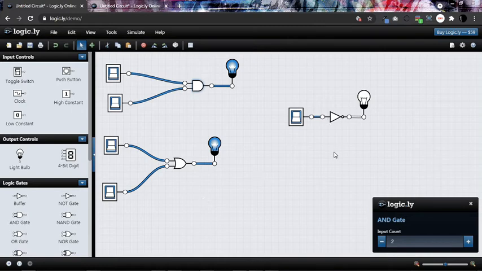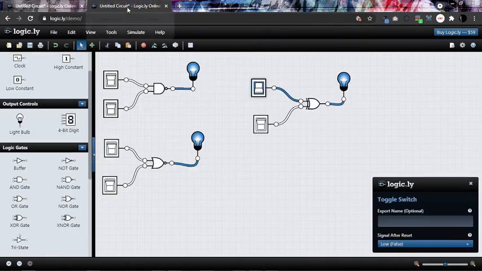NOT gate. NOT gate performs inverter function. When the input is 1, output is low. When the input is low, the output is 1, which means NOT gate performs inverter function, also known as complement of the input. Let's look into the universal gates.